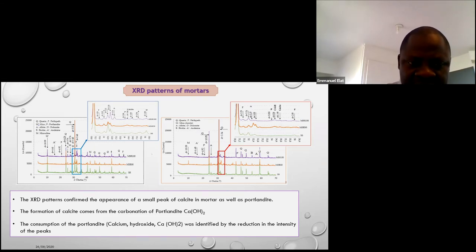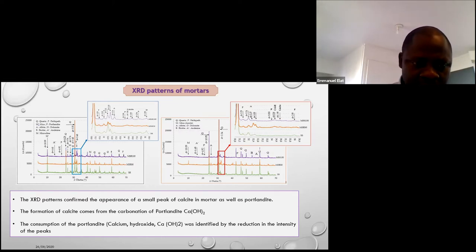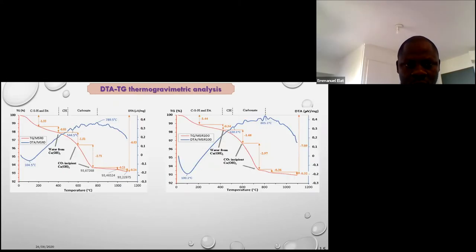The XRD patterns confirmed the appearance of a small peak of calcite in mortars as well as portlandite. The formation of calcite comes from the carbonation of portlandite. We can also observe that the consumption of the portlandite was identified by the reduction of the intensity of the peak.